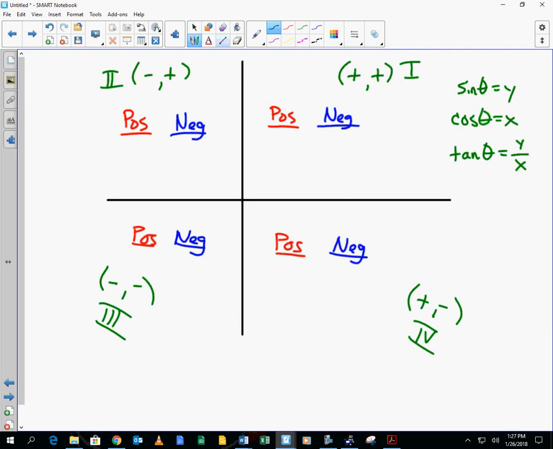And here we go. If sine is equal to y, then is sine positive or negative in the first quadrant? Is cosine positive or negative in the first quadrant?